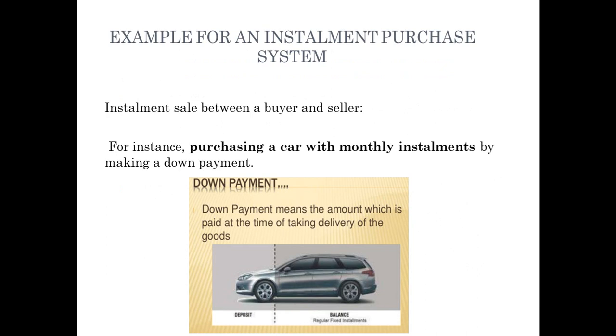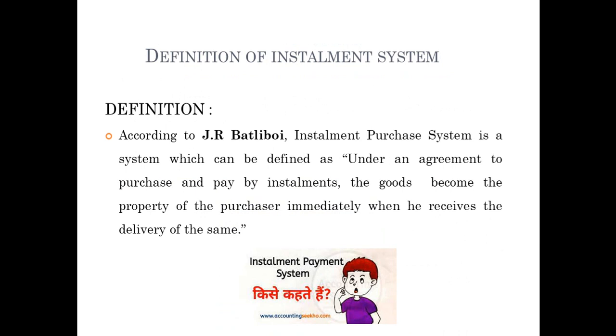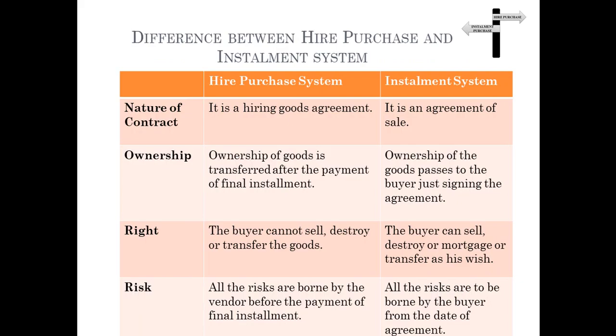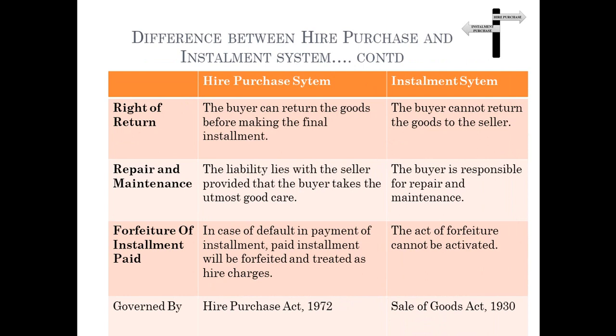Then we saw an example of the installment system, and we discussed the meaning of the down payment. Then J.R. Batliboi's definition of installment system, and the features of installment system, 8 points. Now we have identified the distinction between hire purchase system and installment system based on the nature of the contract, ownership, right, risk, right of return, repairs and maintenance, forfeiture of installments paid, and governed by.